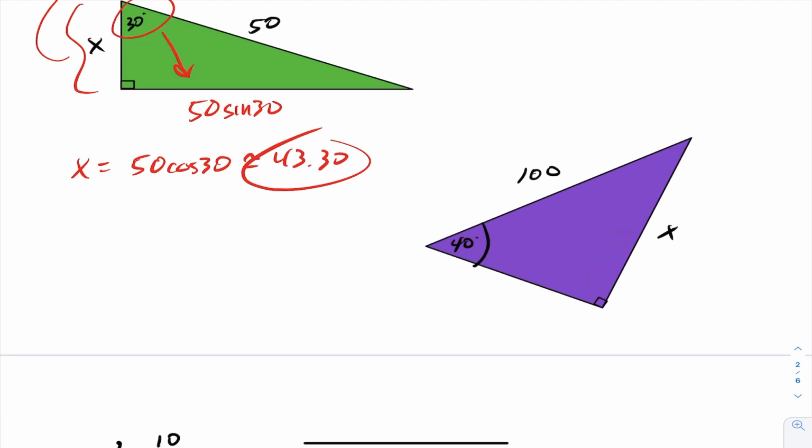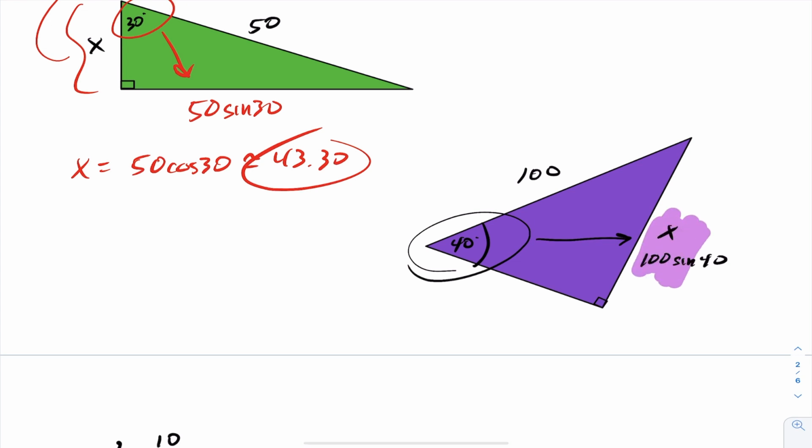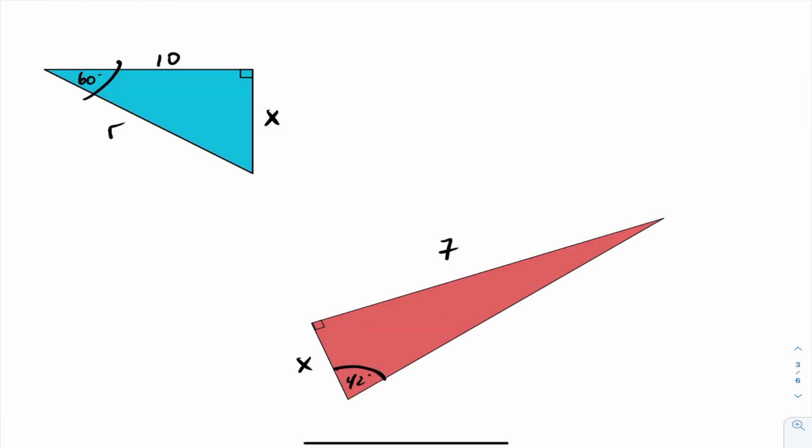Continuing on here, again, let's use the 40 degrees. Directly opposite is going to be r sine of 40. And they want us to solve for x here. So if I'm going to solve for x, I know that x is equal to, in this case, 100 sine of 40, 64.28.